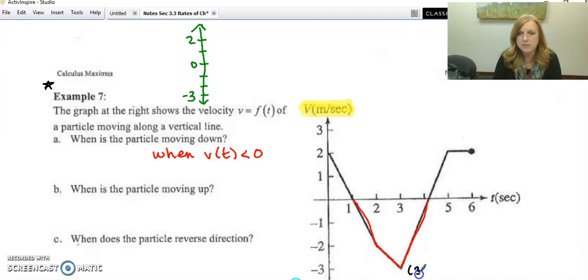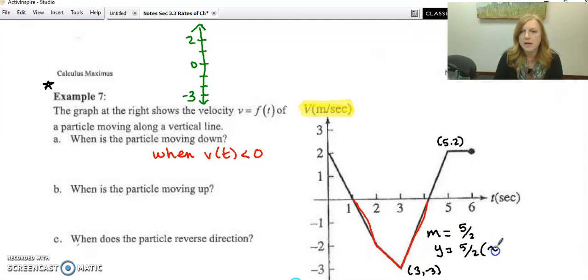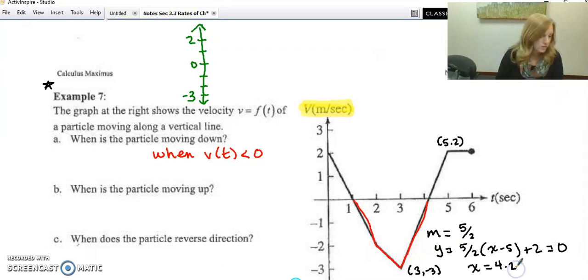We know that this point is (3, -3). We know that this point is (5, 2). And so what I did is I calculated the slope of this line, and it's going to be 5/2. I'm going to let you do that calculation yourself. And then I did the equation of that line, y = 5/2(x - 5) + 2. And then I set that equal to 0, and I solved, and I got 4.2 for that value. So just letting you know what the algebra is I did to get that value. So it's below from 1 to 4.2. And so we'll say 1 to 4.2 when the velocity is less than 0.